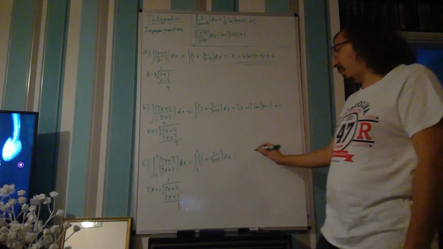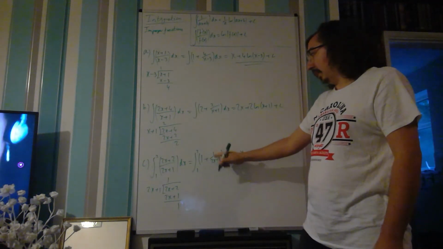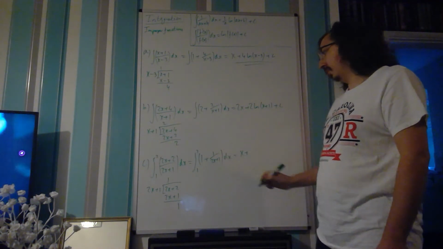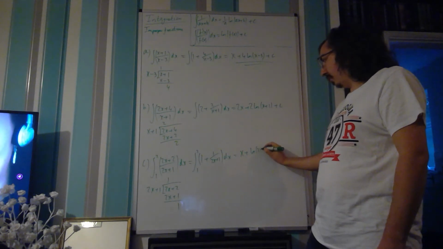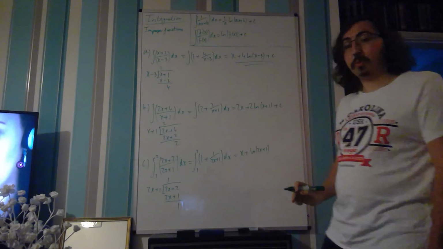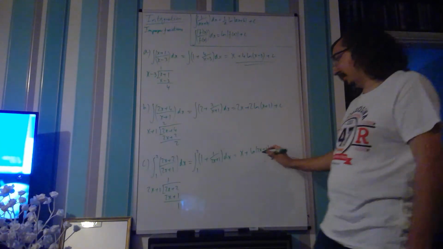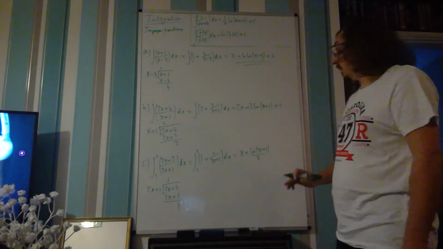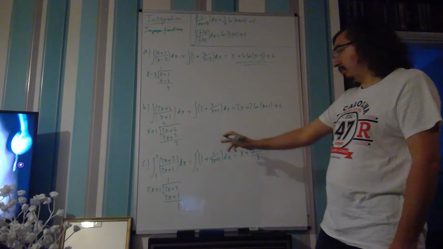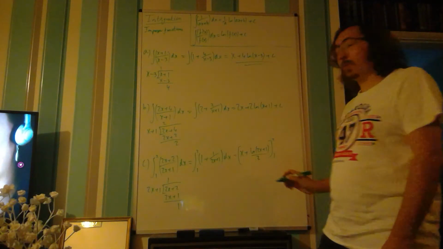The integral of 1 with respect to x is x, plus the integral of 1 over 2x plus 1 is the natural logarithm of 2x plus 1, but you can't forget we also need to divide by the differential of that linear expression, so we need to divide by 2. We don't need a plus c for this expression because we have limits of 2 and 1.